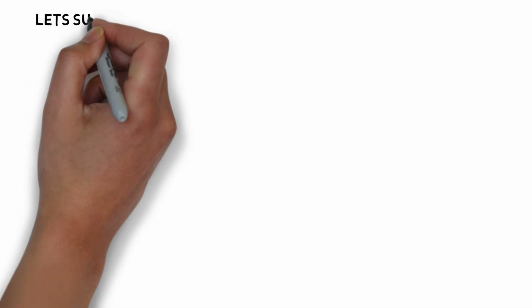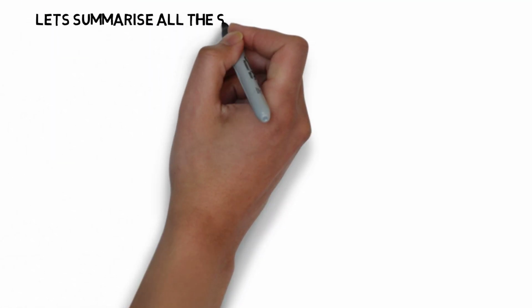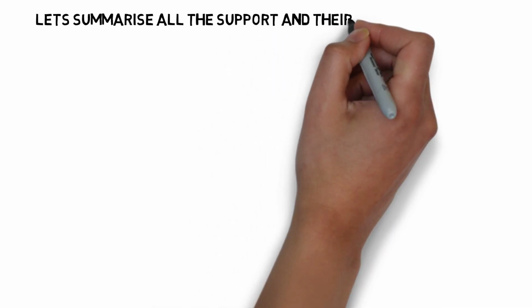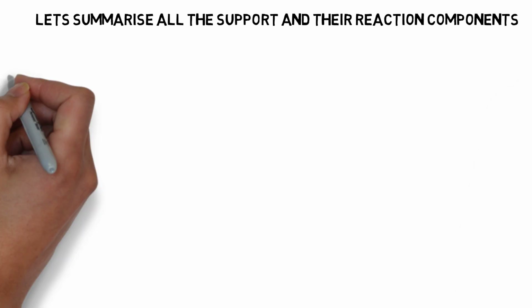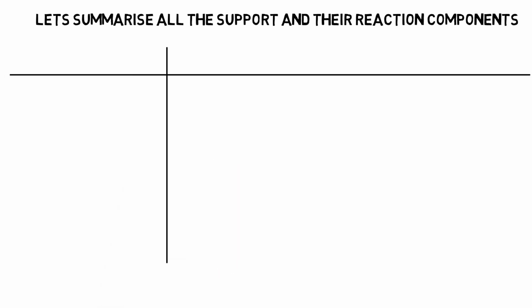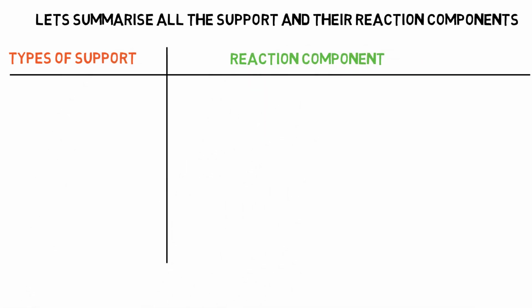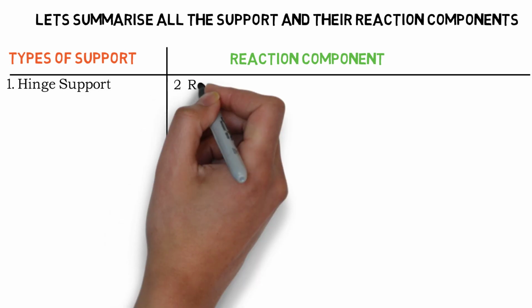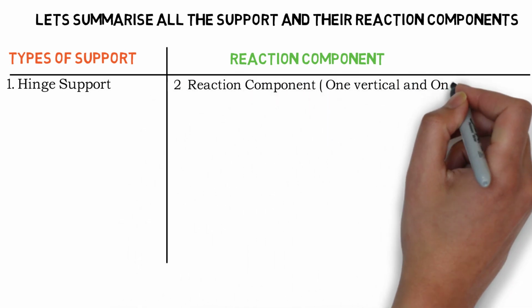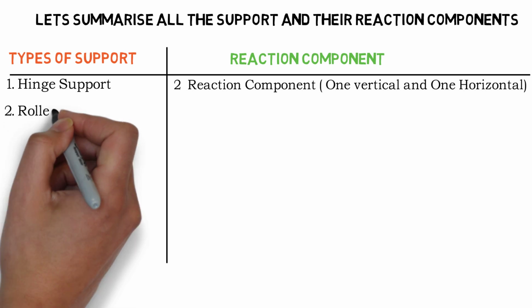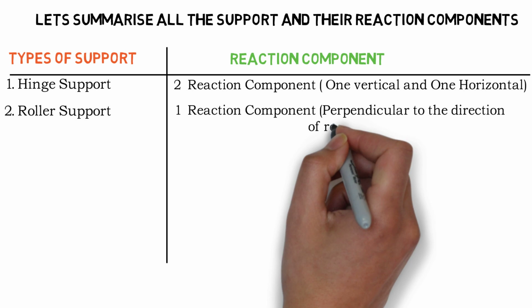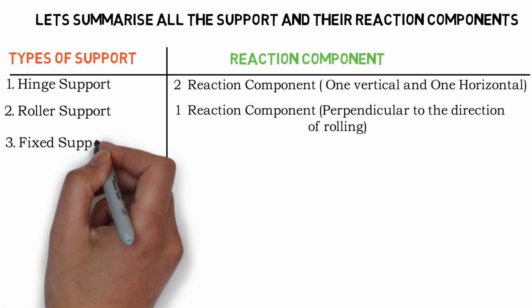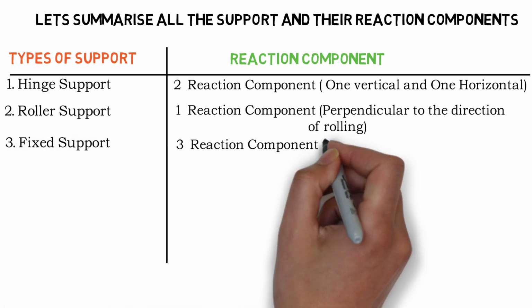Now let's summarize all the supports and their reaction components. On the left side we'll write the types of support, and on the right-hand side we'll write the reaction components. First, hinge support: two reaction components, one vertical, one horizontal. Second, roller support: one reaction component perpendicular to the direction of rolling. Third, fixed support: three reaction components, horizontal, vertical and moment.